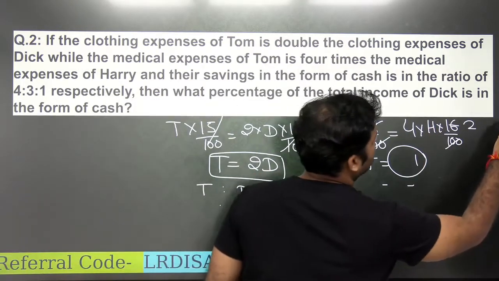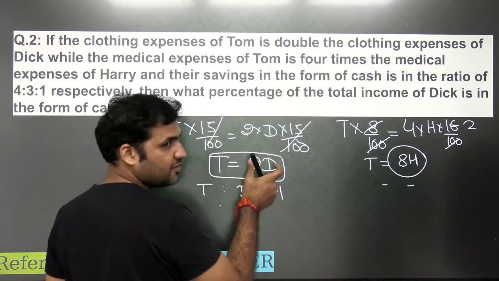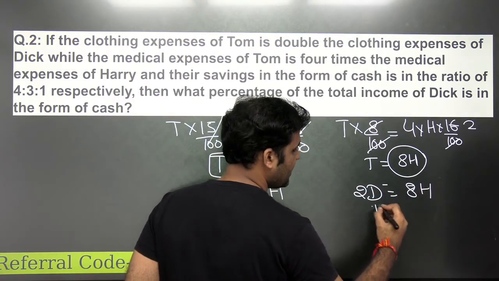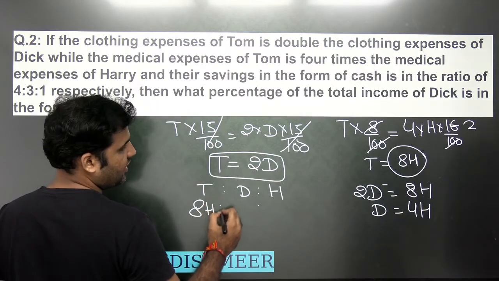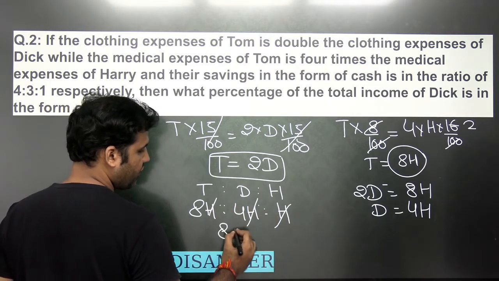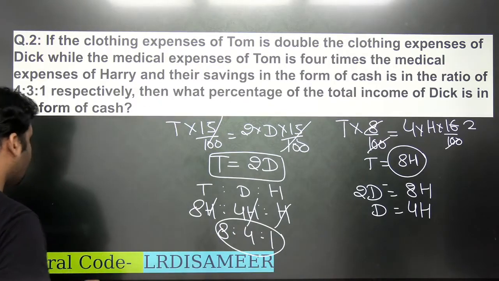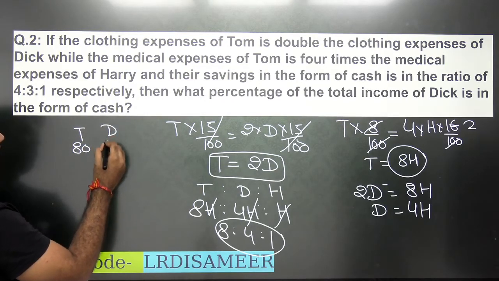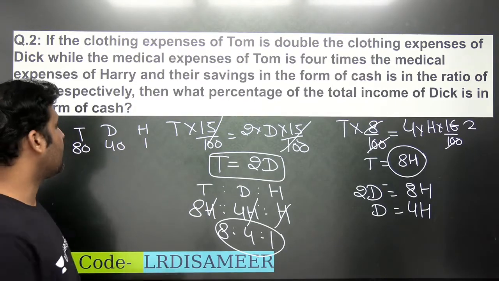Alright, so T is 8 times of H and you see T's income is 2 times of D's income, which is equal to 8 times of Harry's income. So D's income will be 4 times of H. Now T's income is 8 times of H, D's income is 4 times of H, Harry's income will be H. You see that this gives you the ratio of 8:4:1. That means if I assume that Tom's earning is 80 rupees, then D's earning will be 40 rupees, and then Harry's income will be 10 rupees, right?